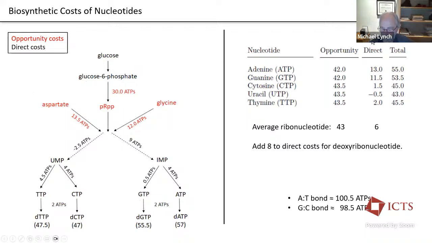And just to give you one example, let's think about how much it costs to make the 4 nucleotides. You start with, say, glucose. You make G6P.